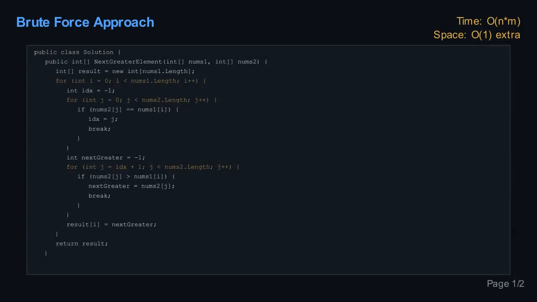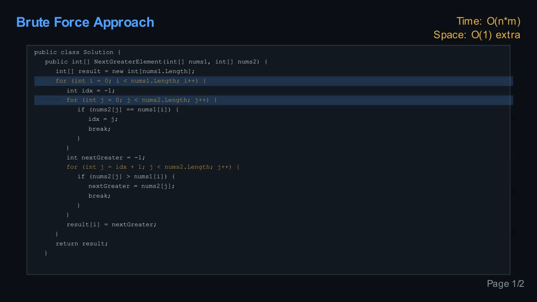The straightforward way is to, for each query in nums1, scan nums2 to find its position, then continue scanning rightward until a larger value appears. That nested search costs n times m time, where n is the length of nums1 and m is the length of nums2, while using only constant extra space. On the maximum input sizes, this quadratic loop becomes far too slow, so we need a smarter single-pass method.